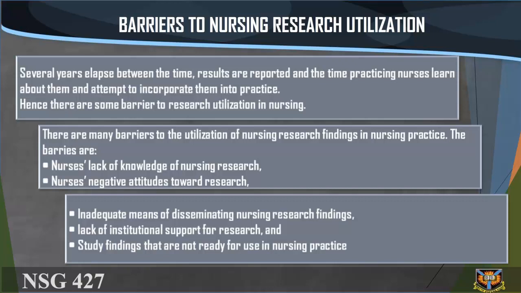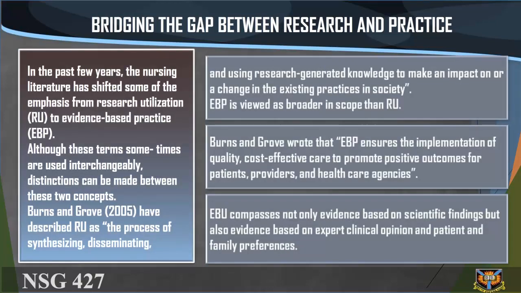The barriers are: 1. Nurses' lack of knowledge of nursing research. 2. Nurses' negative attitudes towards research. 3. Inadequate means of disseminating nursing research findings. 4. Lack of institutional support for research. And 5. Study findings that are not ready for use in nursing practice.